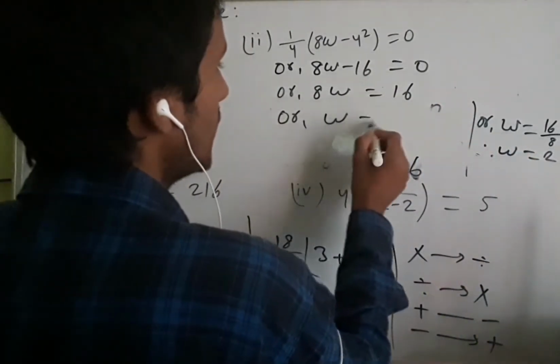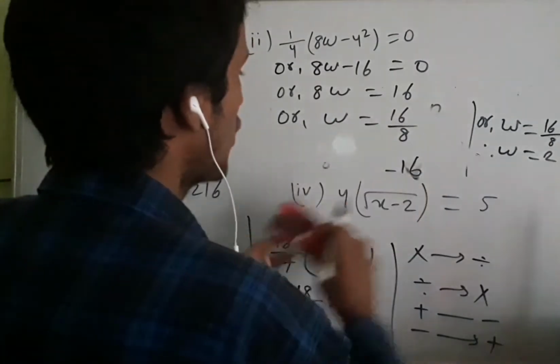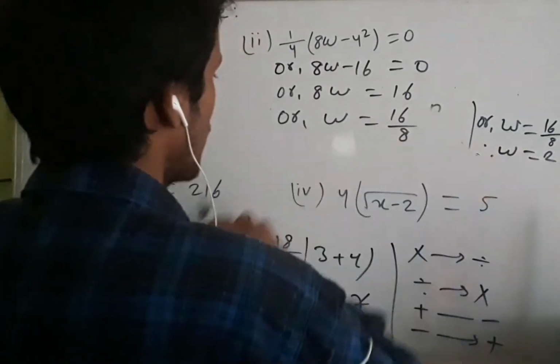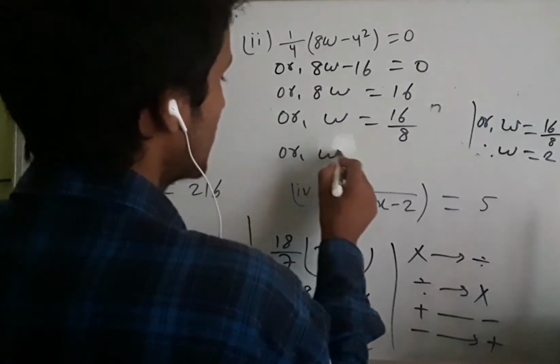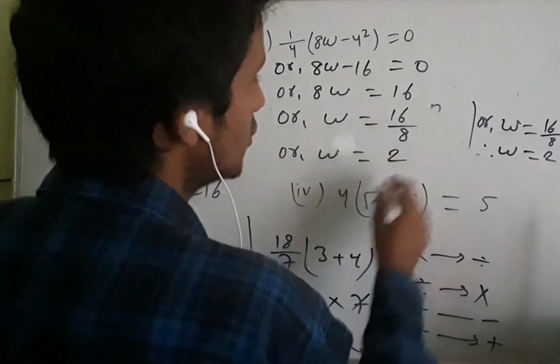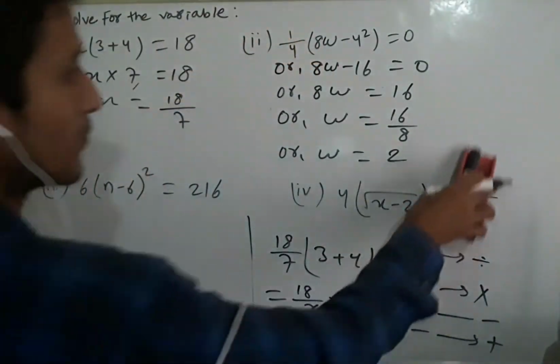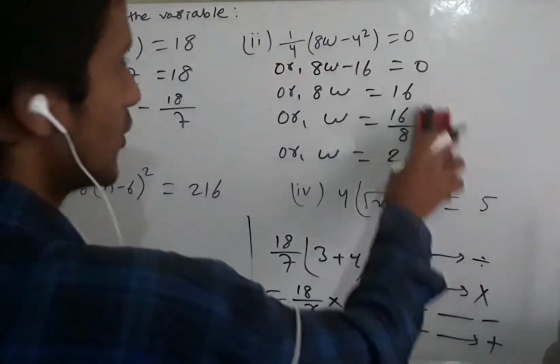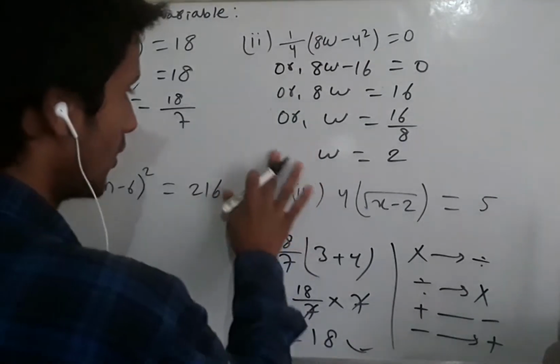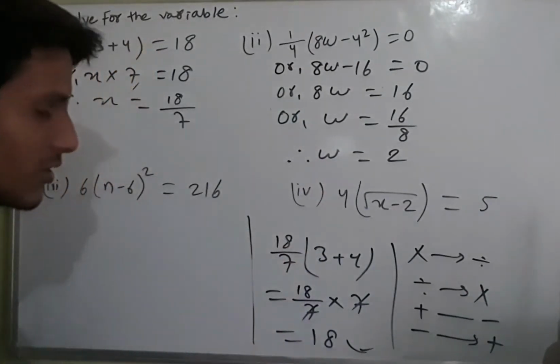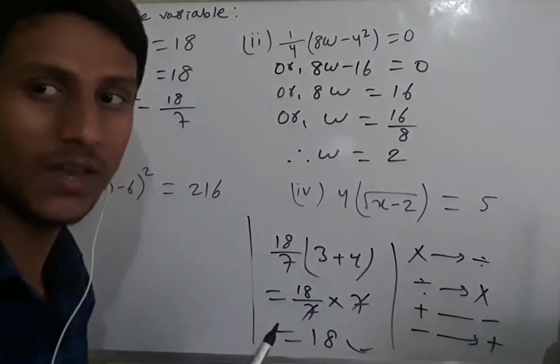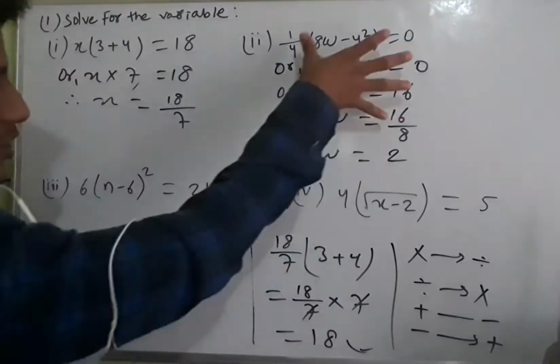Or W will be 16 divided by 8. I hope you are following along. Or if you divide it, this will be 2. So this can just take this much space only, if you do it in short steps. This is going to take up only that much space if you do it in short.